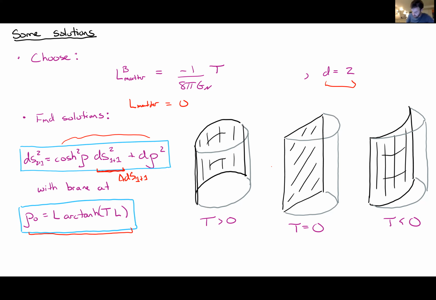For tension equals 0, your solution looks like this. Your brane just sits down the middle of AdS, and you have half an AdS spacetime left. For negative tension, your brane comes in like this, so you have less AdS spacetime. And for positive tension, your brane sort of bends out, and you have extra AdS space. Okay, so those are our solutions.